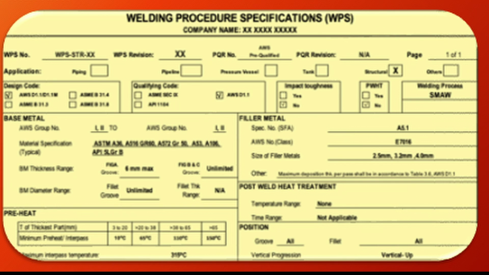Application we ticked in structures. Design code is AWS D1.1. Qualification code also AWS D1.1. AWS D1.1 in this aspect is a complete code which has the design of structure as well as the qualification as well as the interpretation of non-destructive results like RT, MT, PT. All are in one standard. Impact toughness not required. Post-weld heat treatment not required. Welding process is SMAW or stick welding, which is of course manual.